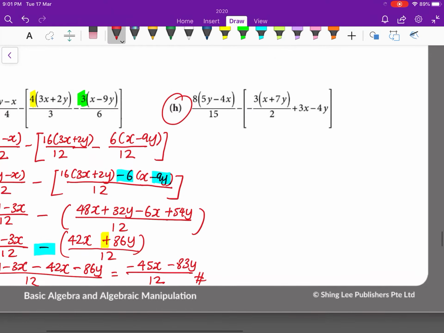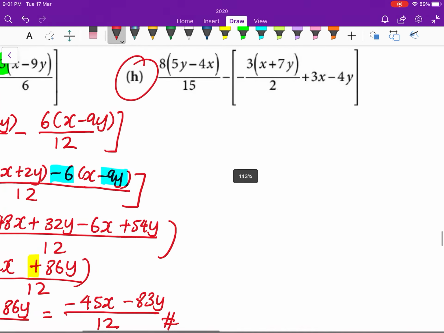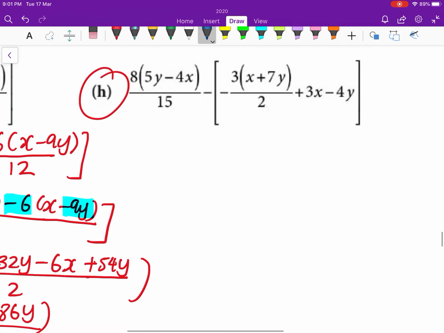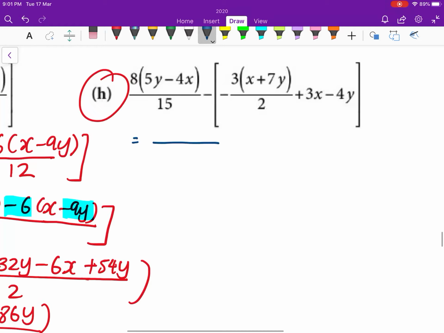Now take a look at the next question, H. Let me use a different color so that you won't be confused. Okay, so as we have tried G, you know we have to make common denominator. So for this case, we will do the same thing. 2 and 15, common denominator will be 30. So let's do the same thing, making common denominator. So 30. 15 times 2 give me 30. So 8 must times 2 to get 16. 5y minus 4x.